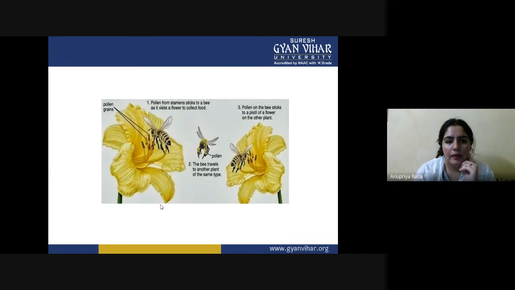You can see the diagram here, how these bees come to the range of pollen grains. Basically these bees, or you can say honeybees, have a very huge range for cross pollination, or you can say a large amount of pollination can be done with the help of bees.